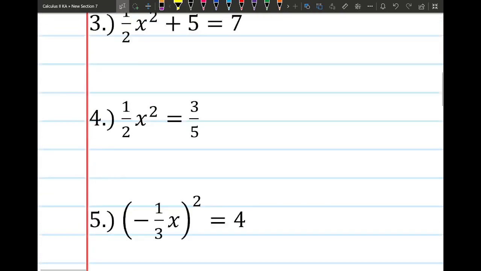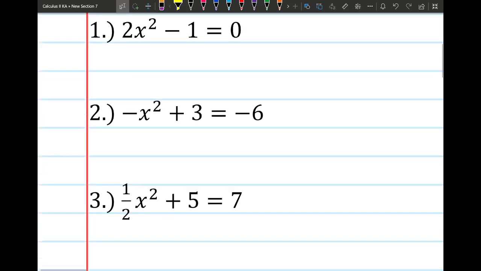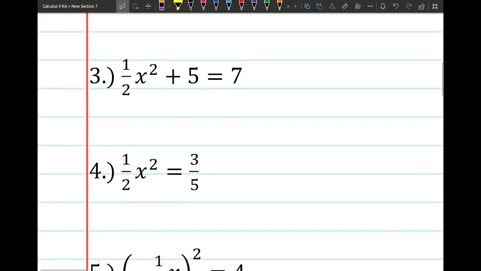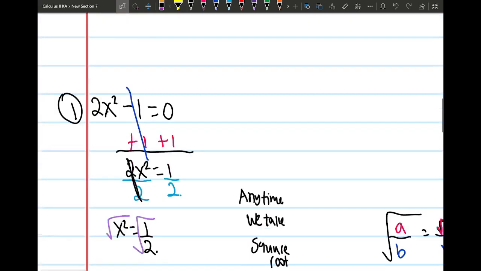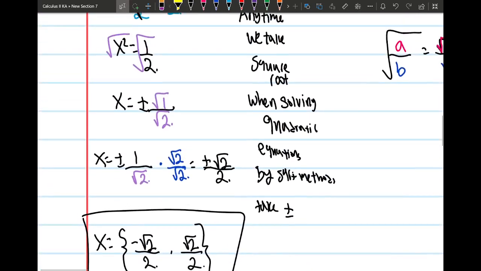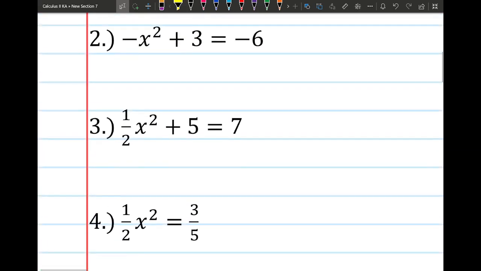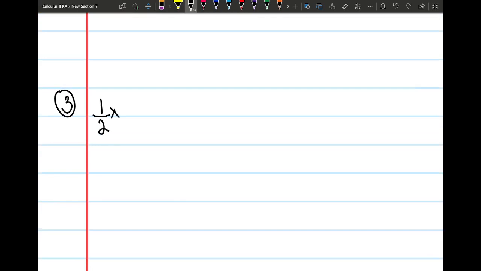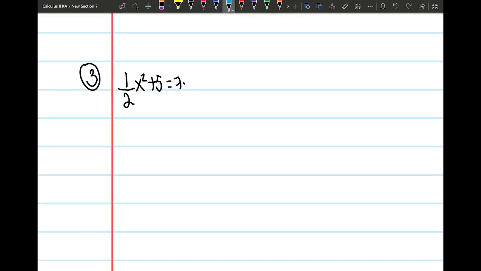Now, number 3 is kind of like a fraction. It involves a fraction here, so it's a little bit more tricky. So number 3 was, what was it? 1/2 x squared plus 5 equals 7. So here, it's the same process. We're going to go ahead and subtract 5 on both sides.